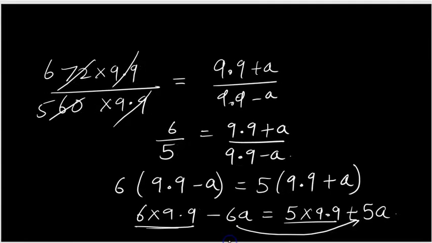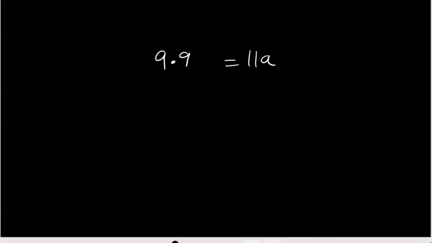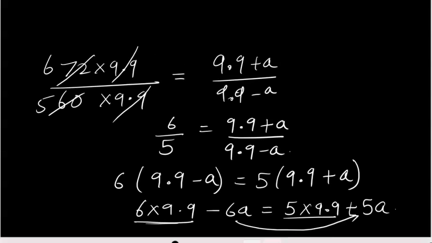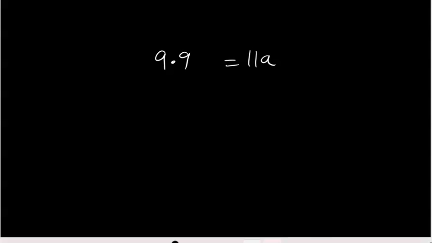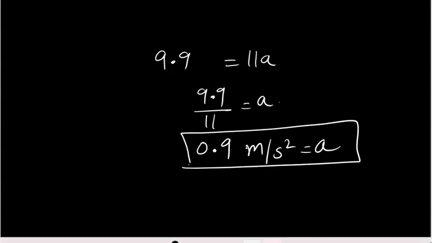Now this is 1 into 9.9, because 6 into 9.9 minus 5 into 9.9 is simply 9.9, because 6 minus 5 is 1. So this becomes 9.9 divided by 11 is a. Now 11 into 9 is 99. So this is 0.9 meter per second square. So the acceleration we got is 0.9 meter per second square.